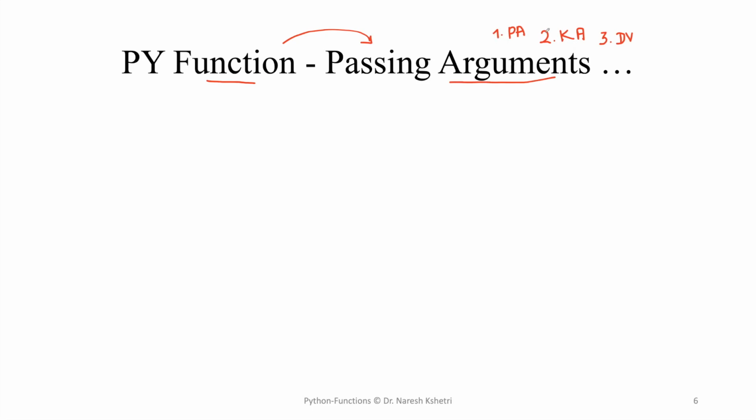We will go one by one, and in today's video we will see how we can pass the positional arguments. Very popular and used widely in the Python programming language, in Python functions. Later I will prepare the next videos for the other two types, the keyword arguments and the default values as arguments.